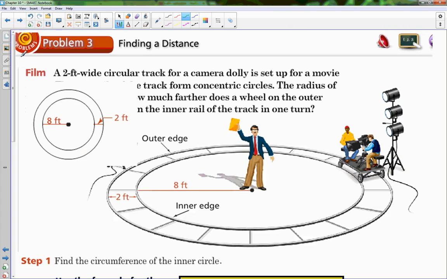All right, so now let's get complicated. We have this problem. A 2 foot wide circular track, 2 feet here, for a camera dolly set up for a movie. Excuse me, picture.